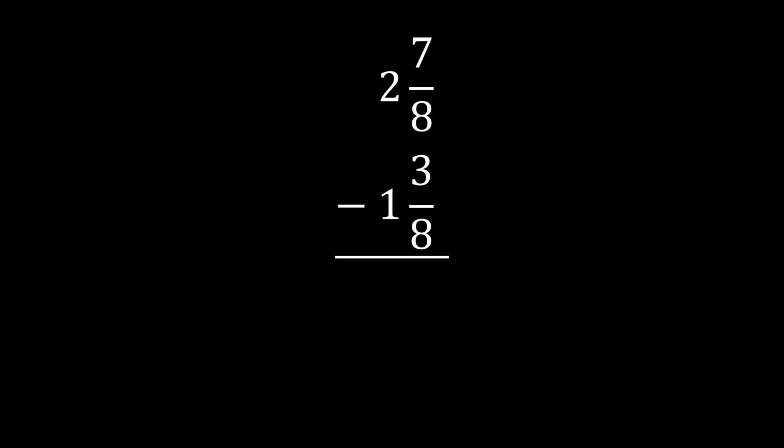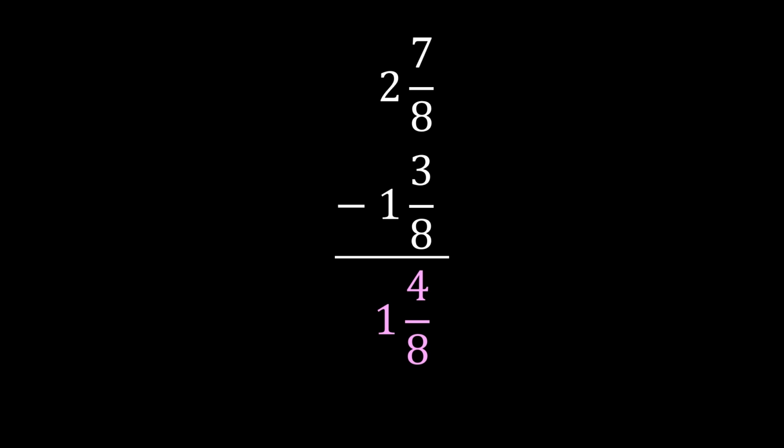In this example, I have 2 and 7/8 minus 1 and 3/8. I do have common denominators, so I can go straight to my subtracting steps. Subtracting mixed numbers, I always start with the fractions. So 7/8 minus 3/8. And I'll subtract my numerators. 7 minus 3 is 4, and my denominator of 8 remains the same. Then I can subtract my whole numbers. 2 minus 1 is 1.